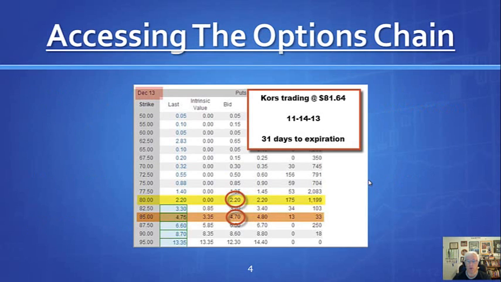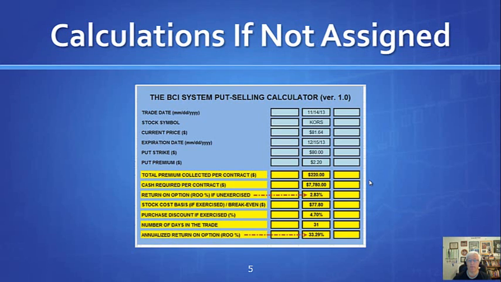So let's help make this all come alive by looking at a real-life options chain for Coors, which at the time was trading for 81.64. Now you can see on the options chain I've highlighted two strike prices, the $80 out of the money strike because it's lower than the current market value, and the $85 in the money strike because it's higher than the current market value. Since most of us are going to be selling out of the money put options, let's focus in on the $80 out of the money strike, which generated a bid of $2.20.